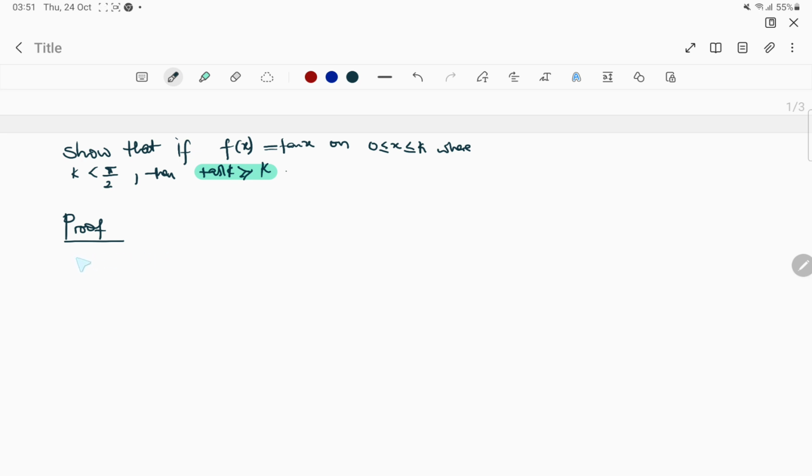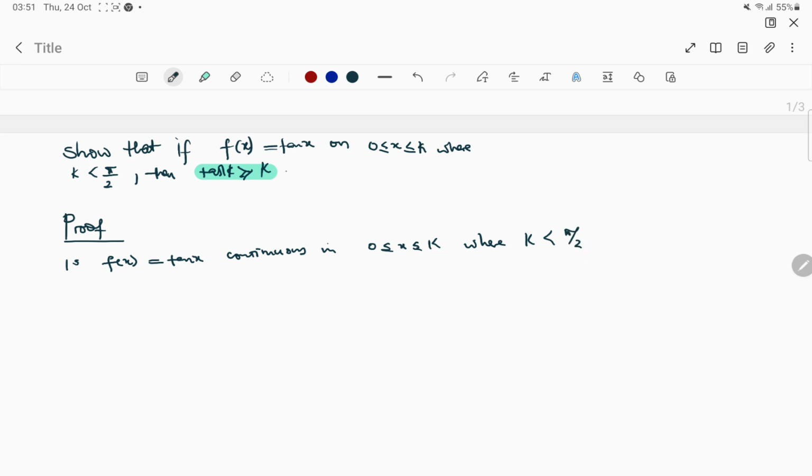So the first thing we do is we are given our f(x). The question we ask ourselves is, is f(x), which is equal to tan x, continuous in the interval 0 to k, where k is less than pi over 2?